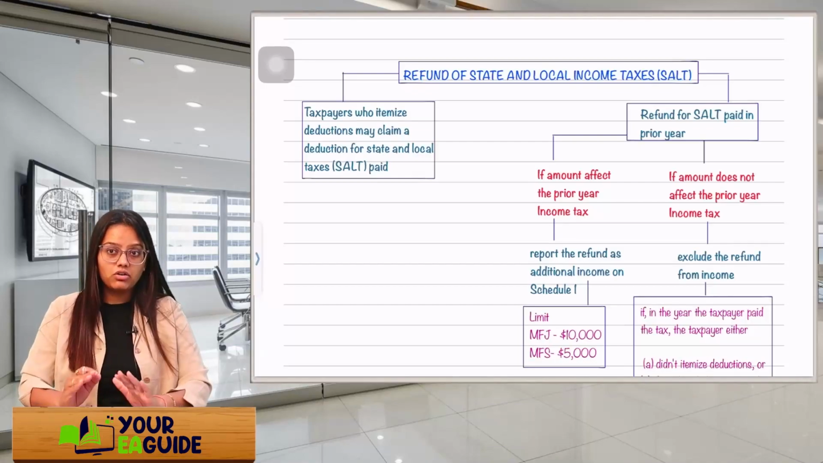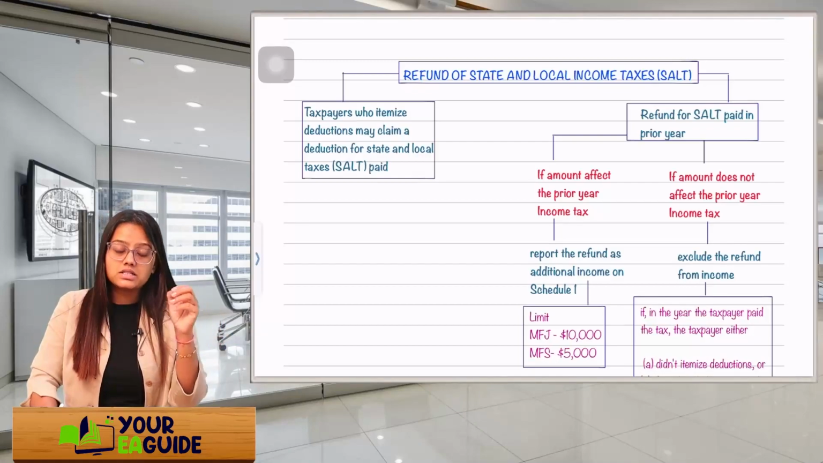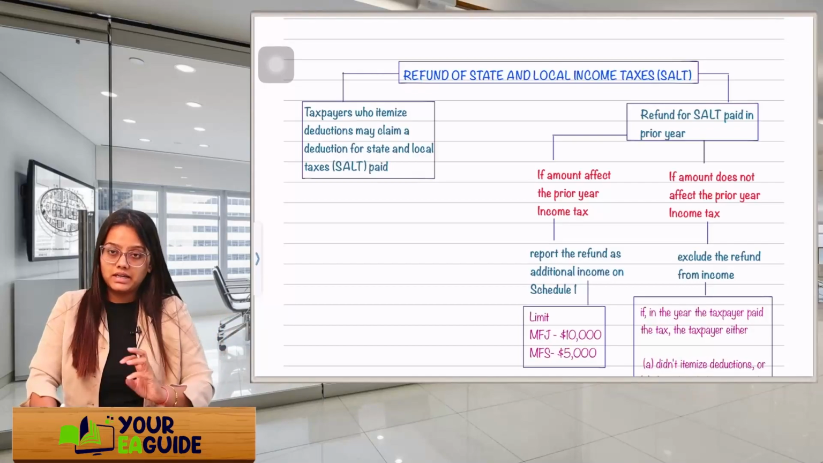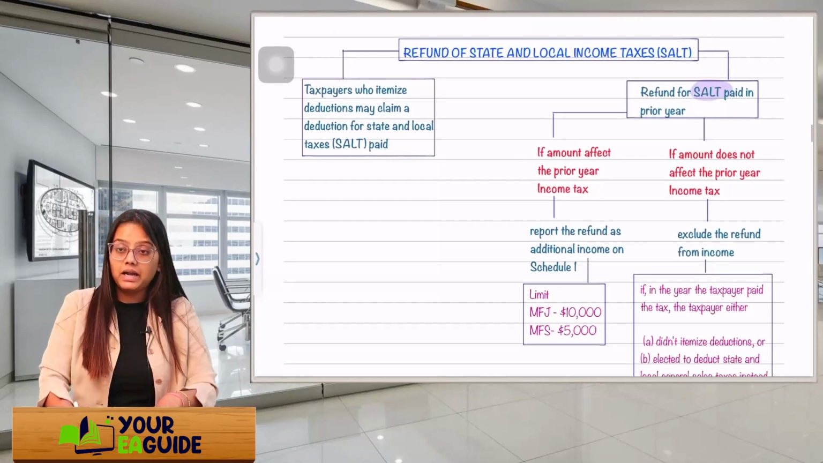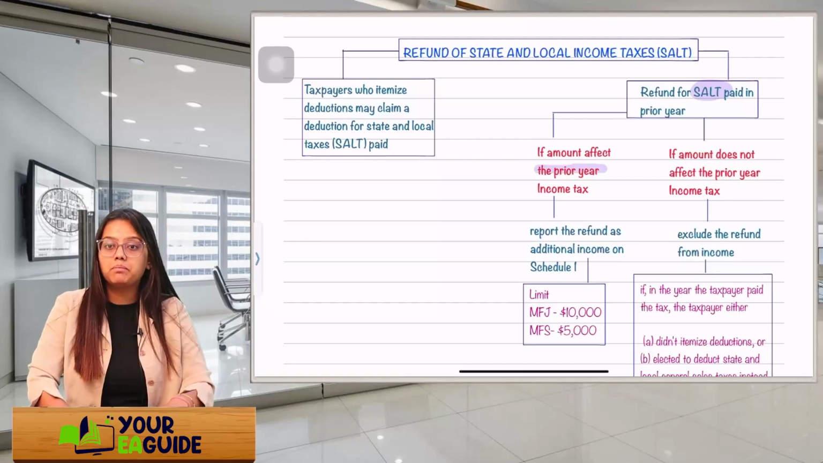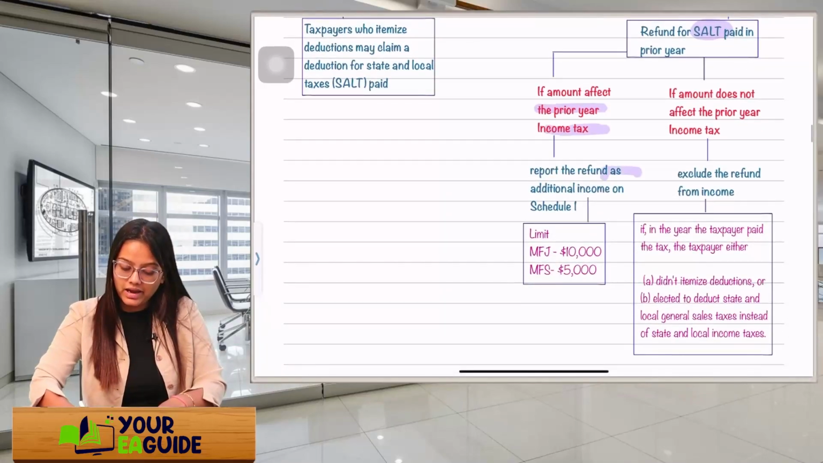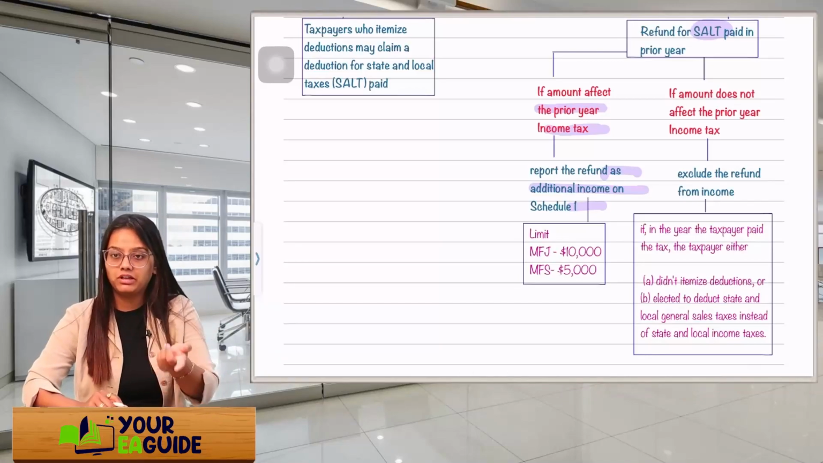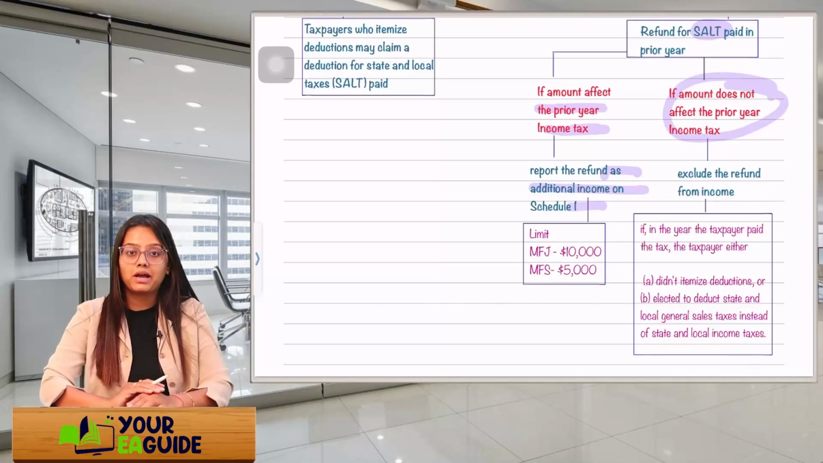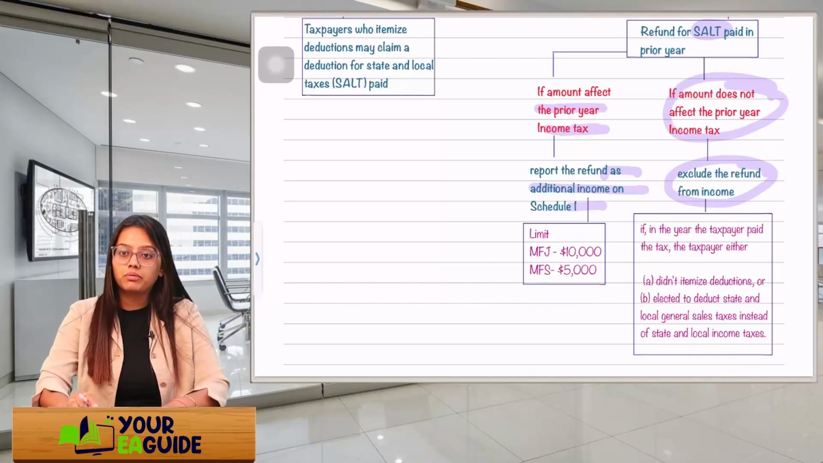Since this is a revision, you might have already completed the itemized deduction topic in your regular class. Itemized deduction means you get a deduction for whatever taxes you paid, either at the state and local level or the general sales tax. If the refund affects the prior year income tax, meaning in the previous year you took the deduction, then report the refund as additional income on Schedule 1. Because you took a benefit, it is taxable when you get a refund. If it did not affect the prior year, say you took the standard deduction instead of itemized deduction, it will be excluded from income.